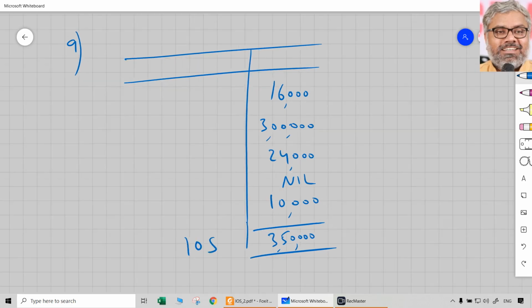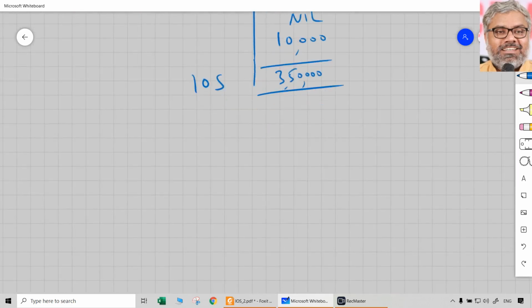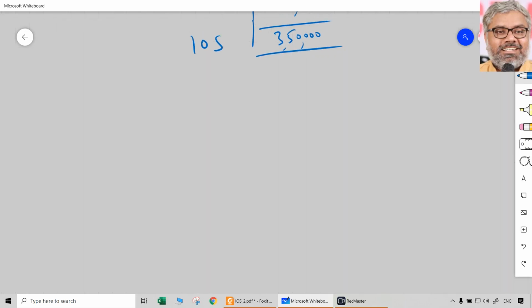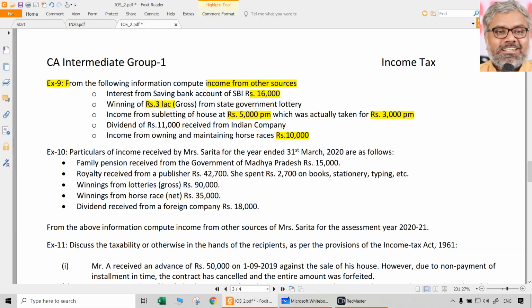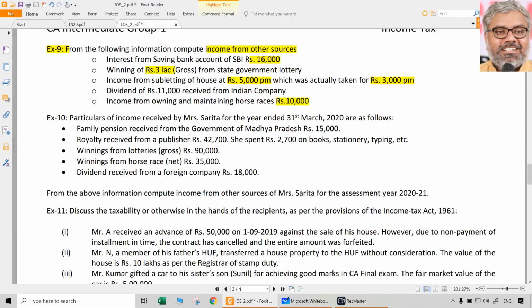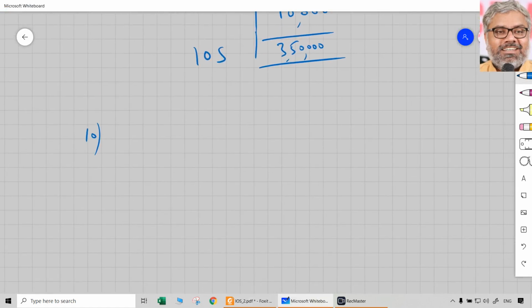No more deductions and all that. That is not the question. What the question asks, that only we have to give the answer. No need to do extra. That will not be giving additional marks, but unnecessarily it will waste our time. So 3,50,000 is the answer for question number 9.